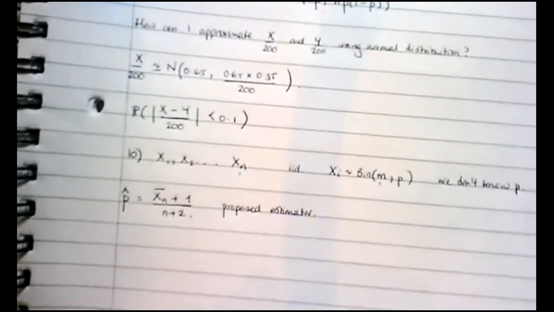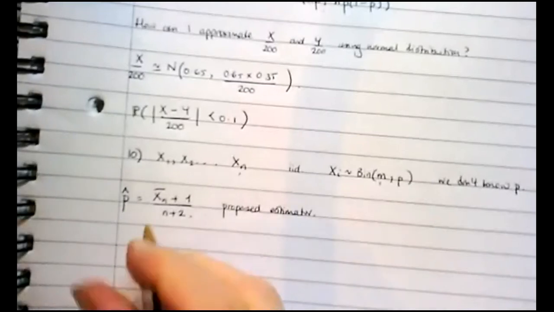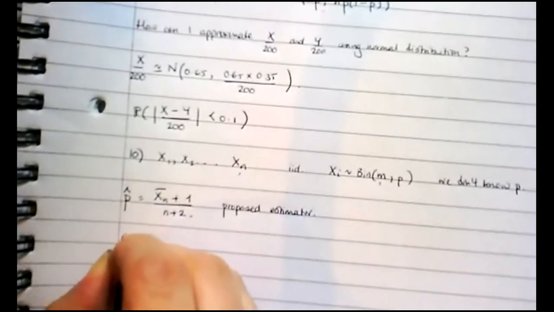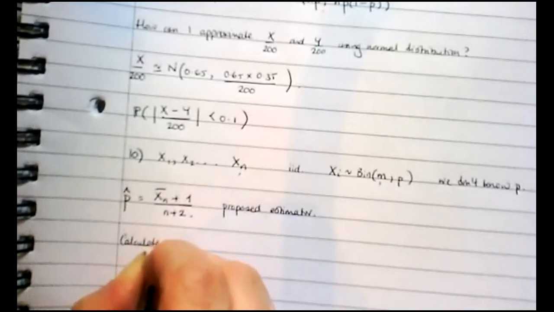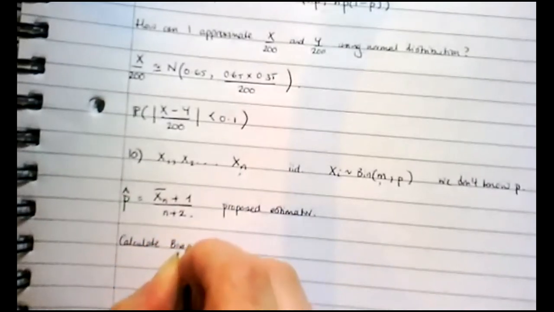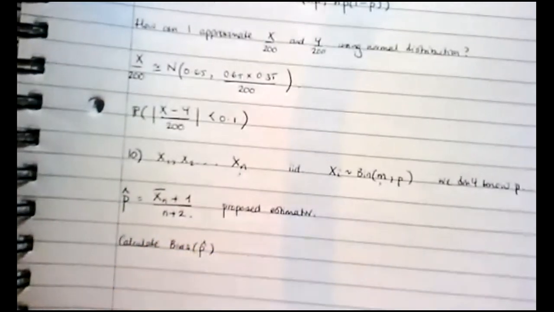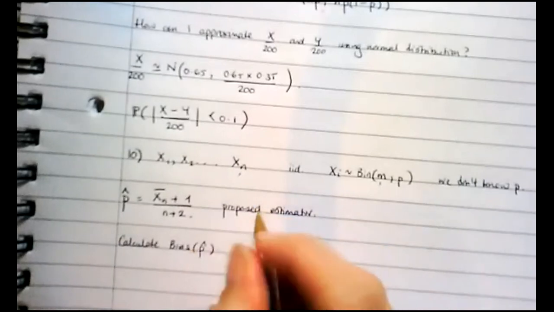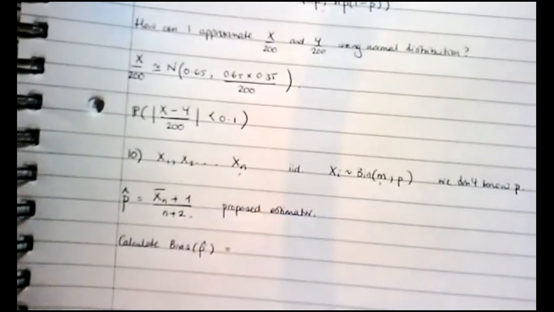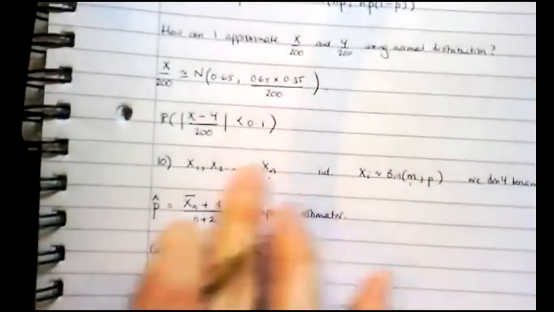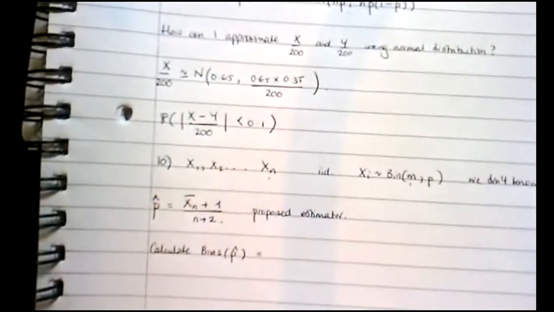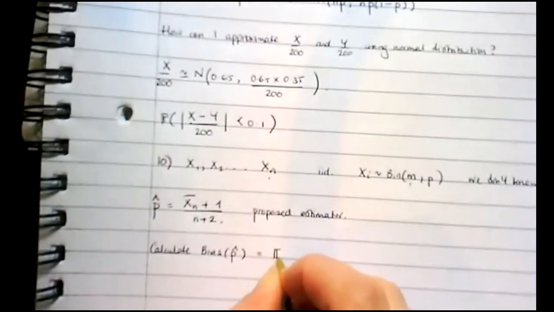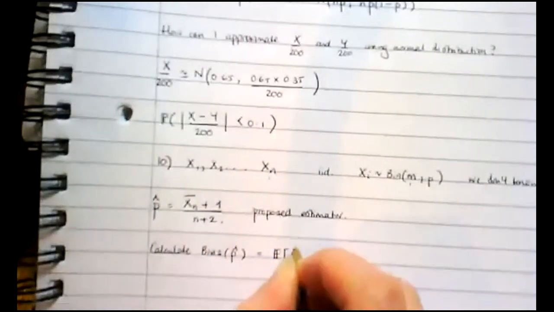And what we were asked to do is to find out whether or not this one was biased. So calculate the bias of p hat. Okay, so hopefully we can proceed with just one little tip. So what was the bias? It was the difference between what I expect the value of this estimator to be and what the actual parameter is. So it's going to be the expectation of p hat minus p.